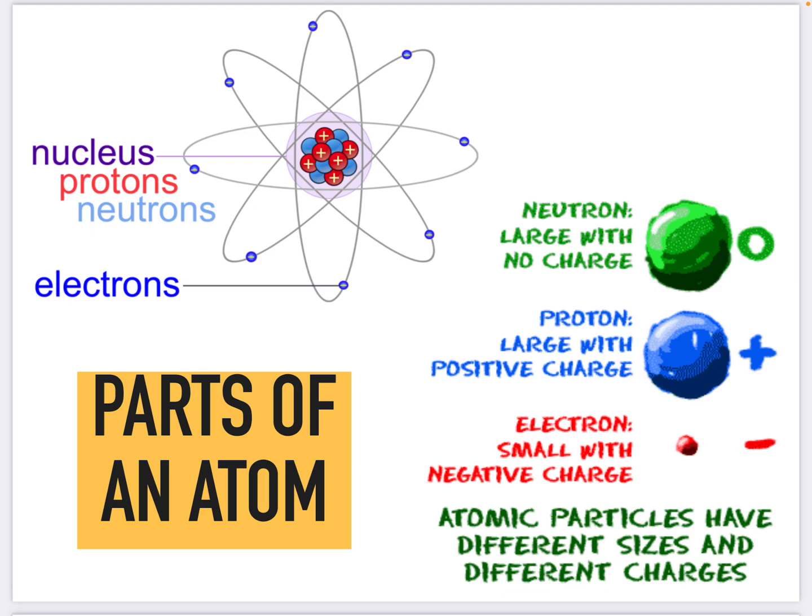The two of those, the neutron and the proton, are relatively large when compared to the electron. So they're together in the nucleus. Then you have the electron, which of course is a negatively charged particle. It's really small compared to the protons and neutrons, and it travels in orbits around the nucleus.